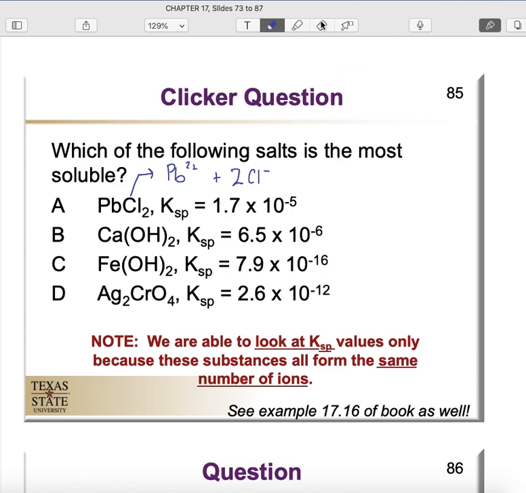And in this particular case, the one that has the highest KSP is the one that has the smallest negative exponent here, which is going to be the lead chloride. Again, make sure that this rationale can only be applied if you have the same number of ions. If we have a different number of ions, which is going to be the next problem, we're going to have to actually do some calculations.